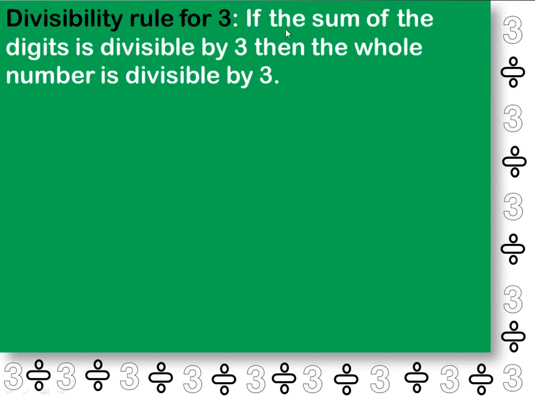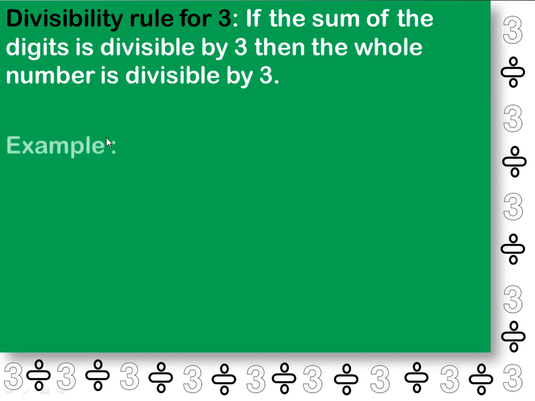Now let's go on to the divisibility rule for 3, which is if the sum of the digits is divisible by 3, then the whole number is divisible by 3. So if I have an example number, say 123, and I have to find whether it is divisible by 3 or not, I just add up the digits, that is 1 plus 2 plus 3, and I get 6, and 6 is divisible by 3, so 123 is divisible by 3.